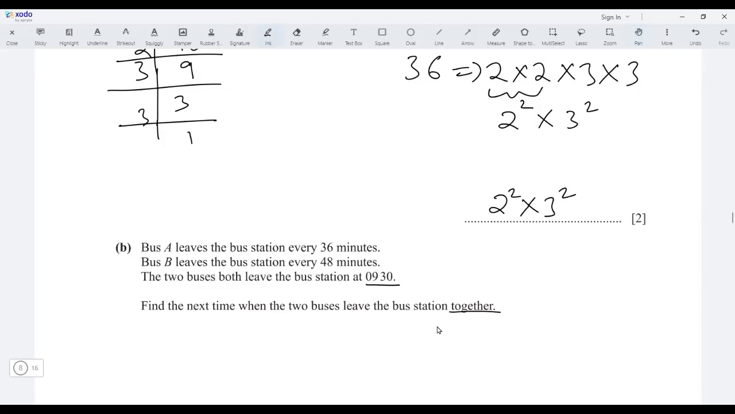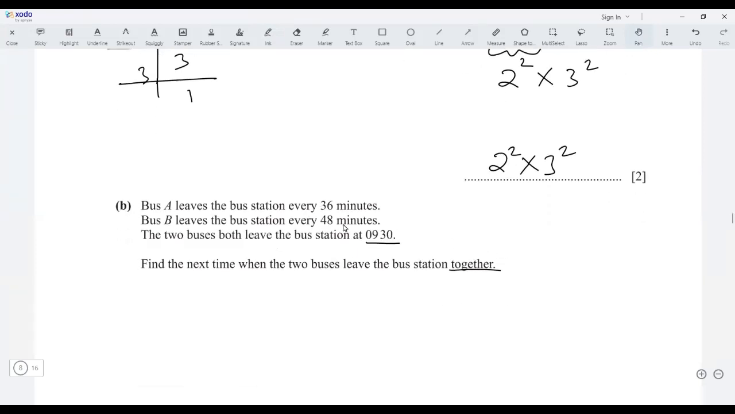And "every" means that we have to find the lowest common multiple to tell when the next event is going to happen. This is just the rule, it tells us when these two buses will be reaching the bus station together. So this is an LCM question. First of all, find the LCM of 36 and 48, and then we can do the rest.